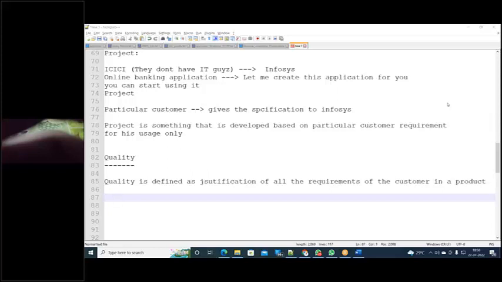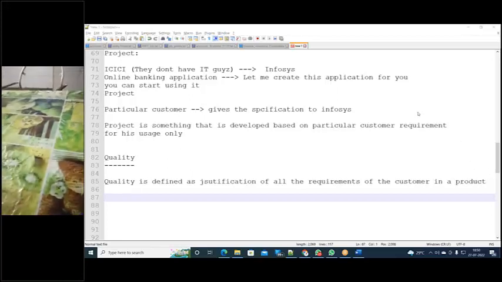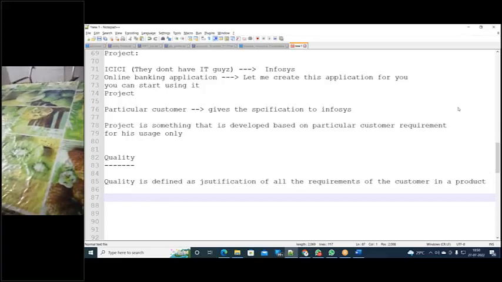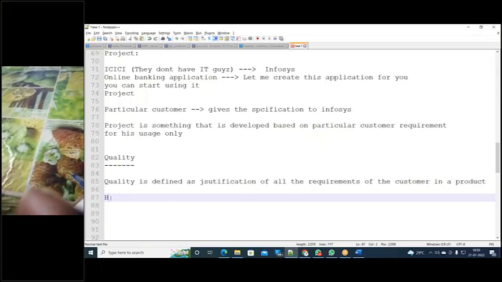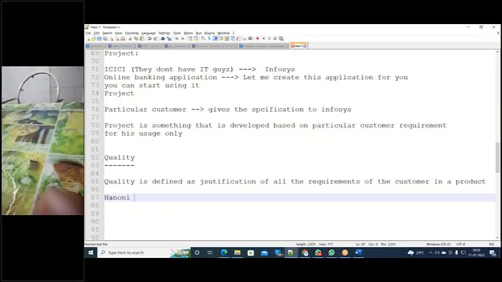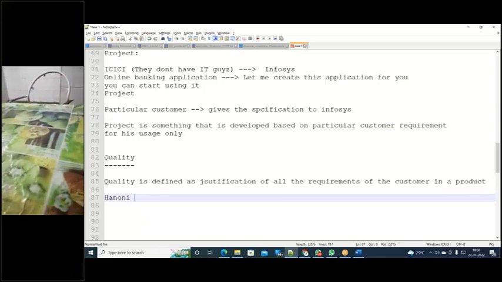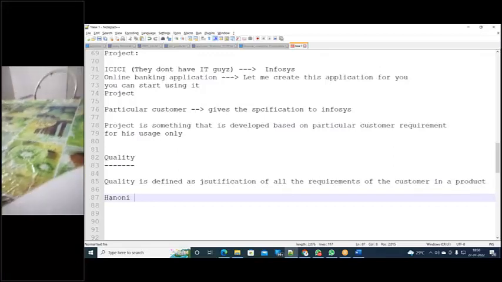Let me take a name from the class, somebody who is active and has been speaking. Hanoni or Roland. What is your name, please? Hanoni, okay. Mr. Hanoni, please don't get offended. I'm using your name and taking some examples, but nothing personal. Just for the name's sake, I'm using it.